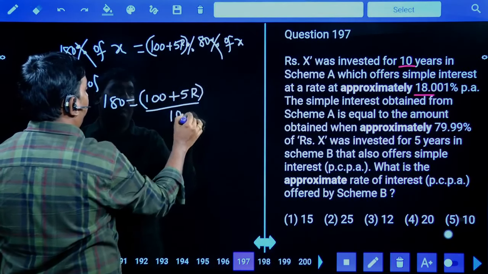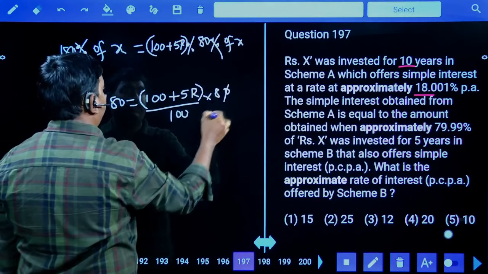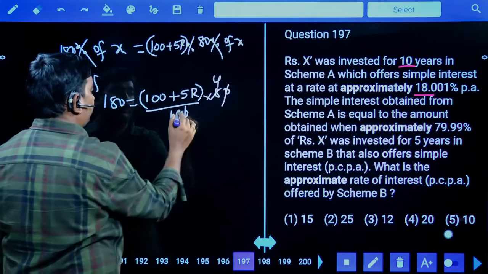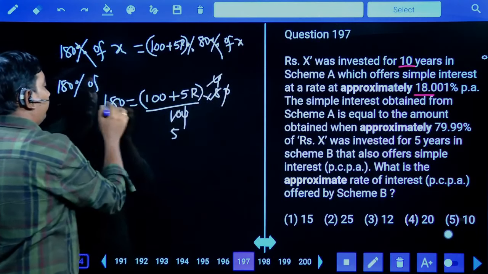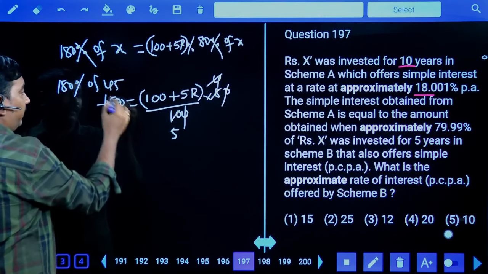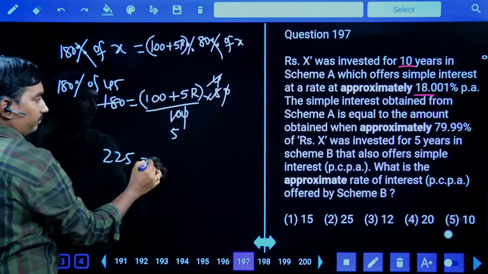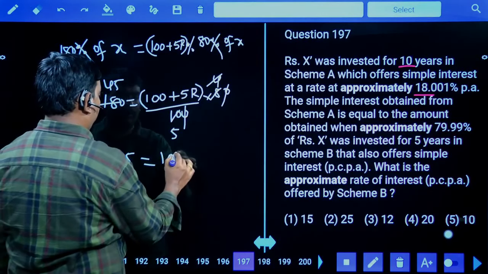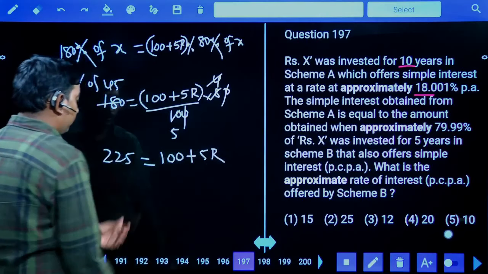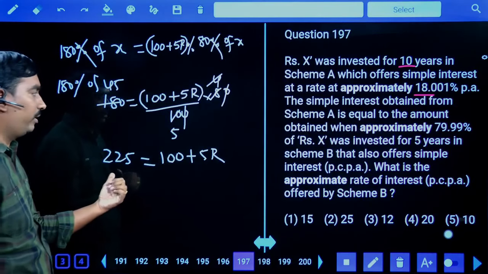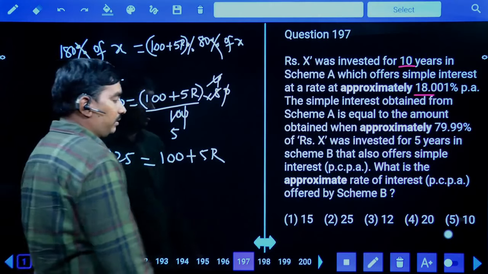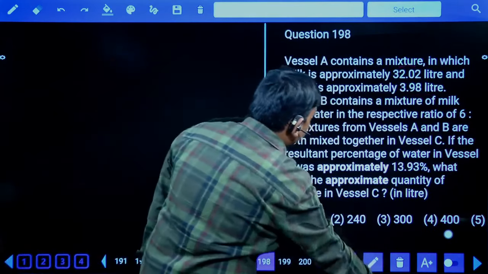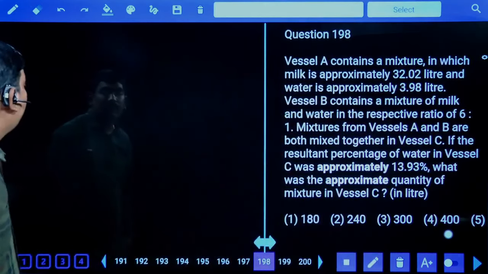Percentage means by 100 into 80. The 0 will get cancelled. 45 5s are 225. 45 5s are 225 is equal to 100 plus 5R. 225 minus 100 means 125 is equal to 5R. R is equal to 25%. Next.